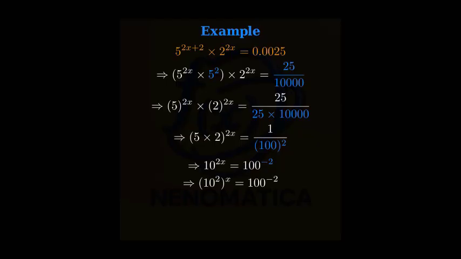Using another law of exponents, we can rewrite 10 to the power of 2x as 10 squared to the power of x, which is 100 to the power of x. So we have 100 to the power of x equals 100 to the power of -2. When we have the same base on both sides of an equation but with different exponents, those exponents must be equal. Therefore, x equals -2.